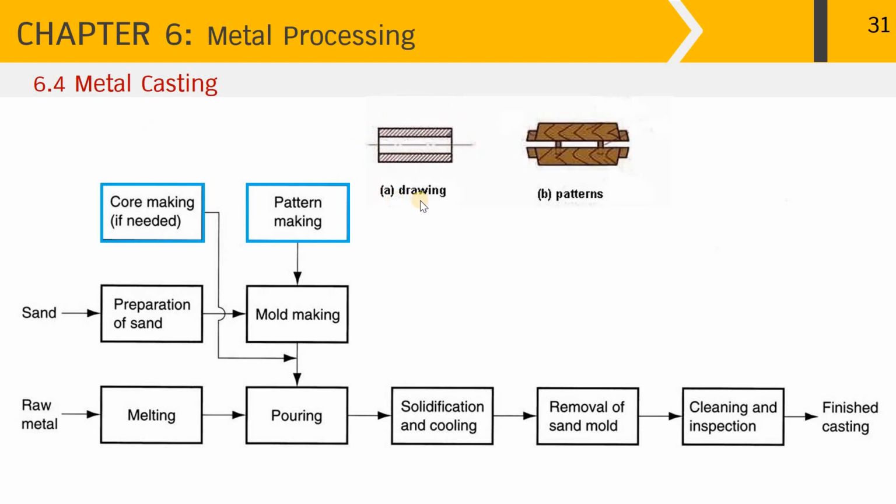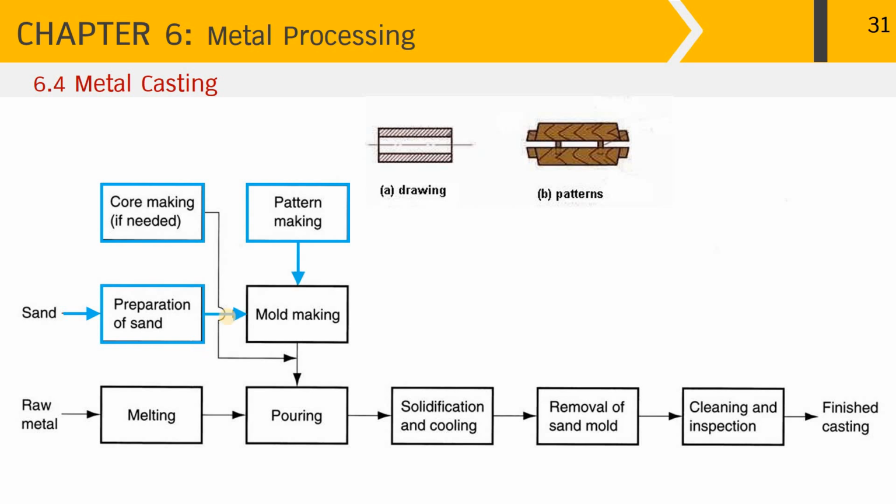We start with making a drawing of that metallic part and then make it into the so-called pattern. The pattern can be made of wood or metal, depending on durability, and the wooden pattern is halved along the parting line. In the process, core making may be needed if we want a hollow part, like a tube. The next process is to prepare the molding sand, or the green sand, that is composed of sand, bentonite clay, pulverized coal and water. The molding sand is also known as foundry sand.